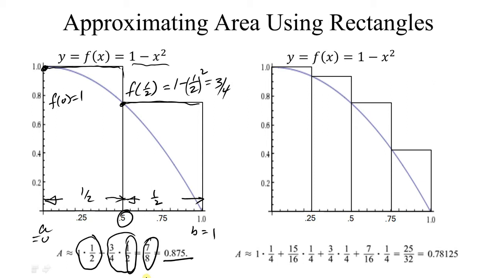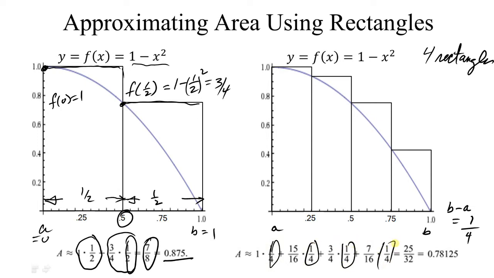Now we can do better than that. We can use 4 rectangles. And now we look at the width of each rectangle, which would be b minus a, which is equal to 1 divided by 4, which is 1/4. So the width of the rectangle is 1/4, so we're going to multiply all the heights of the rectangles by 1/4, and we're going to have 4 of them.